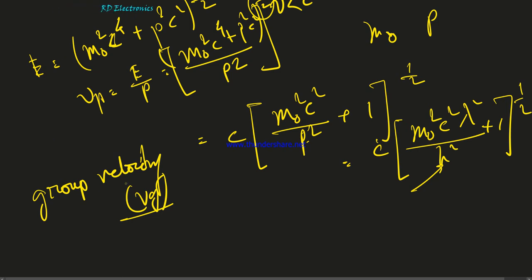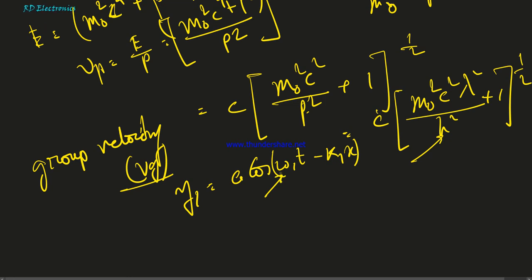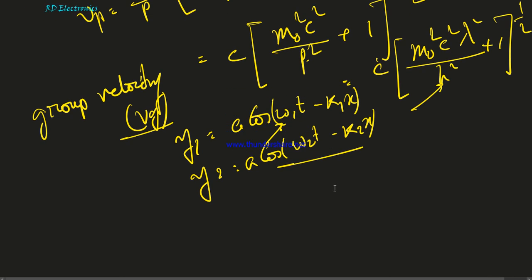Okay, so for the group velocity there are groups of waves. Just for simplicity, we consider the first wave expressed as a cos(ω1t − k1x), where ω is the frequency and k is the wave vector, and the second wave is given by a cos(ω2t − k2x). So they have different frequency and different wave vector.